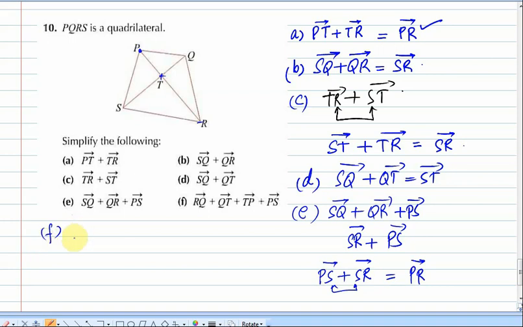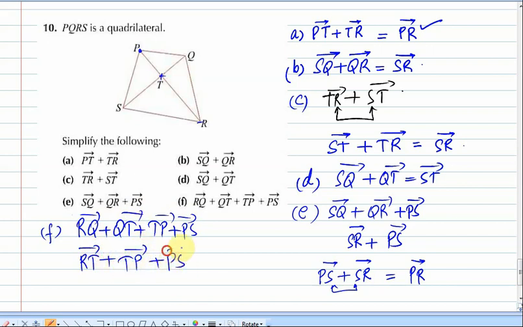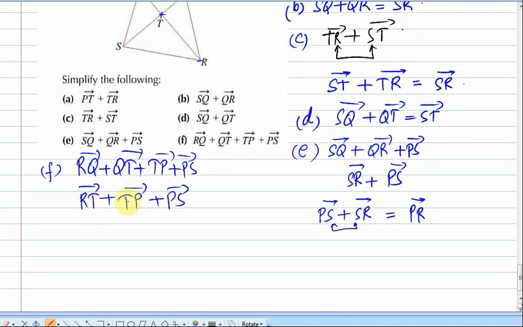Done. So first thing it will be RQ plus QT plus TP plus PS. RQ plus QT will be RT, plus TP, plus PS. RT plus TP is RP, plus PS, and that is equal to RS. This is your final answer, right? And I hope that most of you can do it easily.